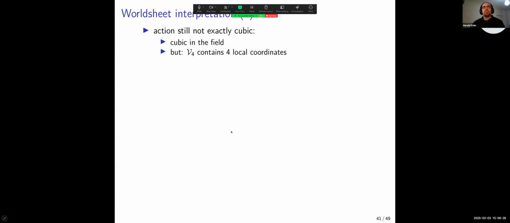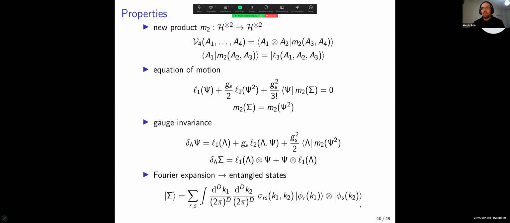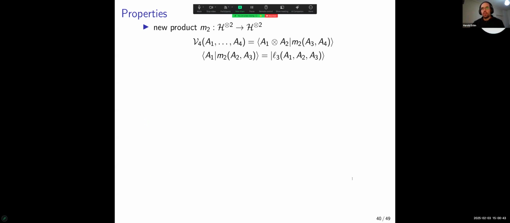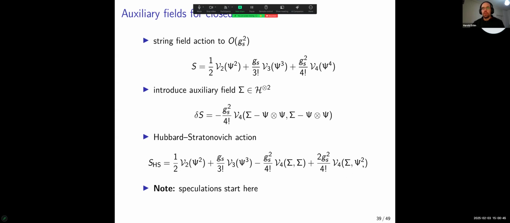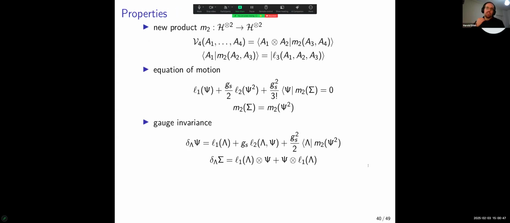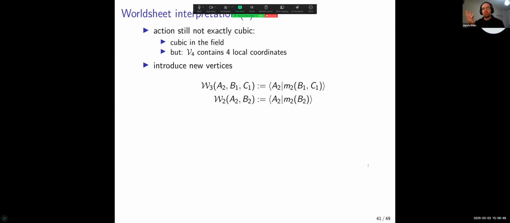So first, let me note that the action is still not really cubic, because the fields appear in a cubic way, but you have four local coordinates and you also have four basis states here, because here you have this phi and phi, and in the action before you also get psi squared. So you still have four local coordinates, four basis states. So it's cubic from the spacetime point of view, but not from the worldsheet.